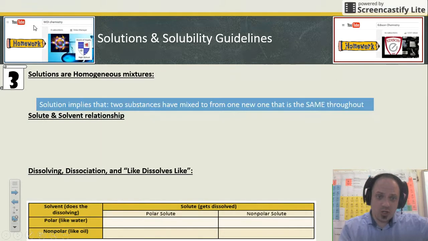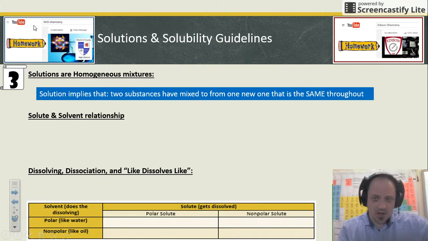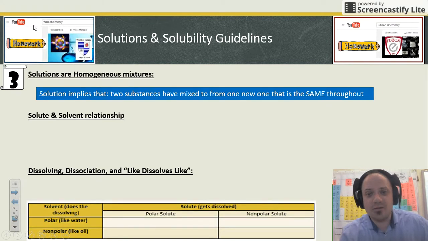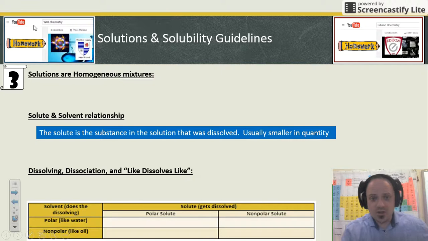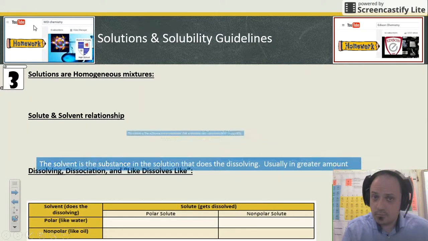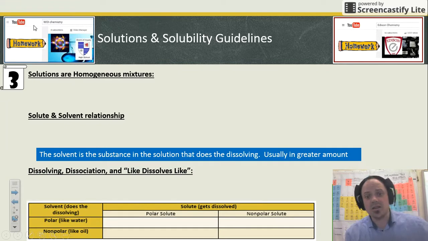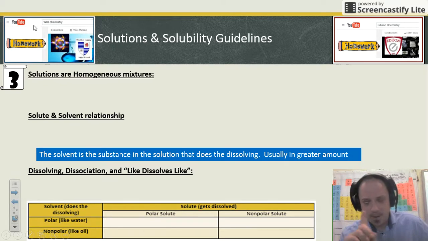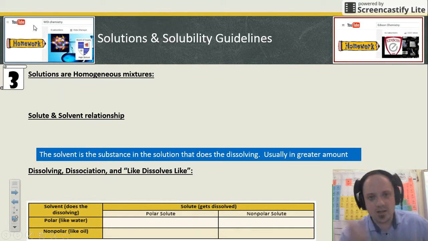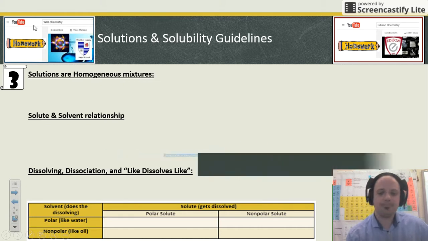Solutions are homogeneous mixtures. I said that in the lecture notes on vocabulary, but it implies that two substances have mixed to form one new substance that is the same all the way through. The relationship: the solute is a substance that was dissolved, usually the smaller quantity, and the solvent is the substance that does the dissolving, usually the greater quantity. More solvent than solute. That's how it goes.